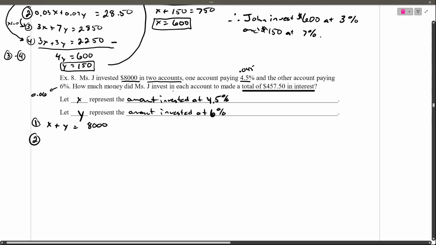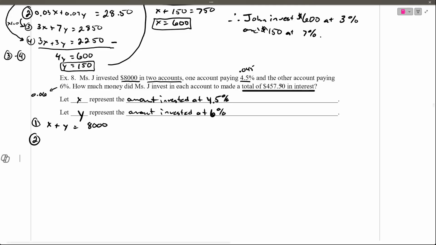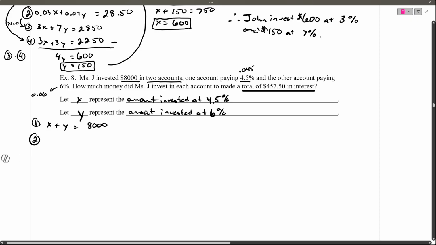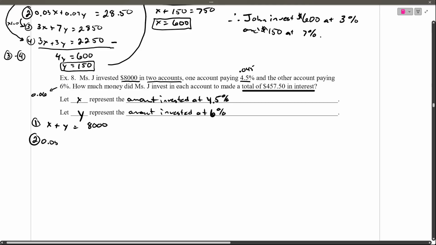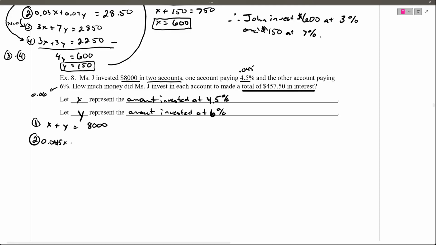Second equation. Now here, this is the same thing as before. We know how much it's earning, $457.50. So if we take the 4.5% multiplied by the amount for the X account and 6% multiplied by the amount in the Y account, then that will give us $457.50 of earned interest. So we have 0.045 X plus 0.06 Y is equal to $457.50.